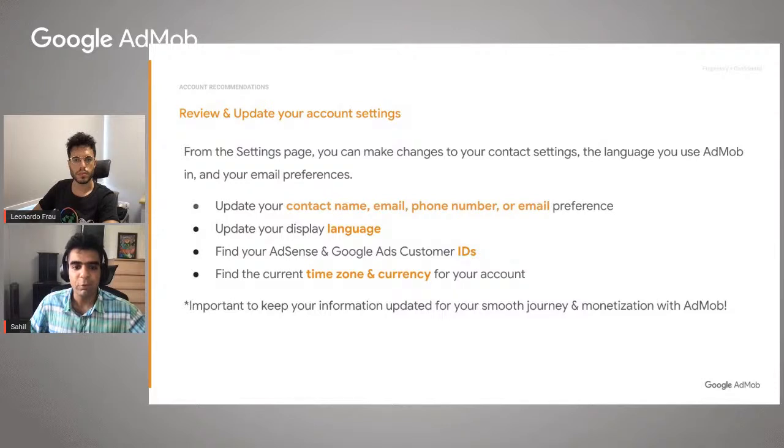You can also find information about your account, including publisher ID, AdSense customer ID, AdMob account ID, and Google Ads customer ID by reviewing and updating your account settings. So at any point of time, if you want to make any changes to your account, you can go into the account settings and change your name, email, phone number, language, Google Ads customer ID, the time zone, or even the currency in which you are getting paid. We try to make all these changes to ensure that your user journey is smooth with us and you keep monetizing with AdMob.